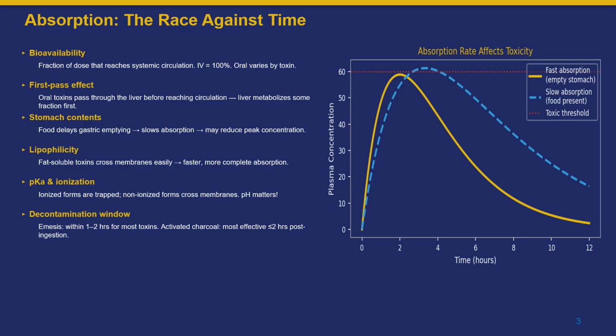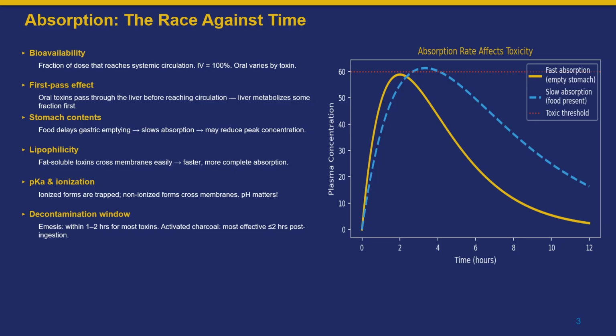The blue curve shows the same toxin absorbed more slowly. Food in the stomach, delayed gastric emptying. The peak is lower and later. It barely crosses the toxic threshold. This is why you'll often hear, "Did the dog eat recently?" That's a clinically relevant question with real toxicokinetic implications.